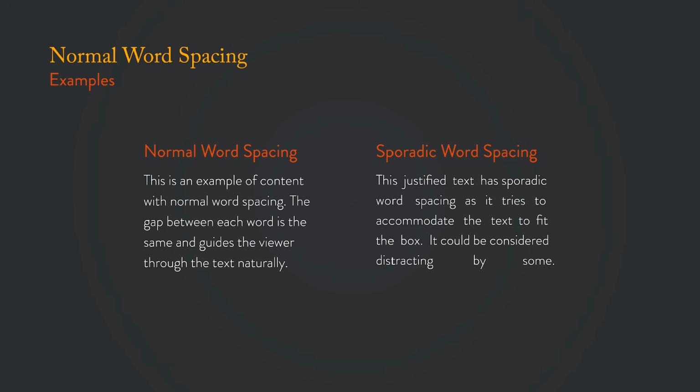So let's show some examples then. Normal word spacing. This is an example of content with normal word spacing. The gap between each word is the same and guides the viewer through the text naturally. When you justify text, which you've probably seen in some documents, it has sporadic word spacing as it tries to accommodate the text to fit the box. It can be considered distracting, especially when you leave the last line justified as well. Very ugly, more difficult to read.